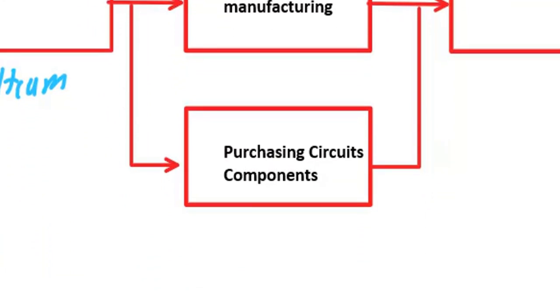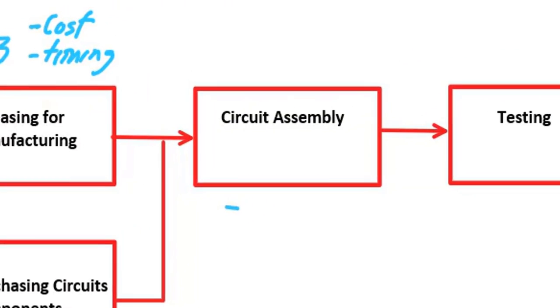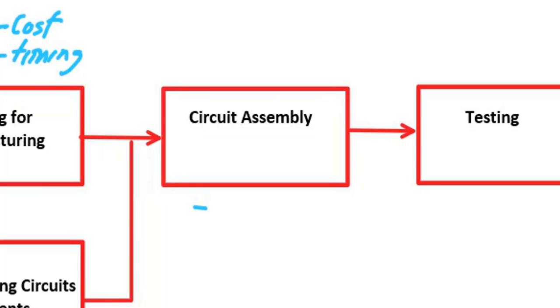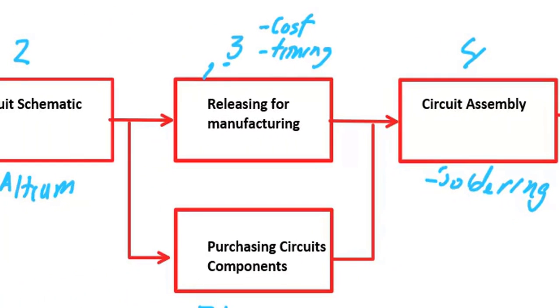The next part is purchasing the circuit components. At the same time while it's being manufactured, you need to look for all the components you need to put in your circuit board. And once it's there, you need to assemble it. For assembly, you need to solder all these individual components. So that's basically the fourth process. So the third process is, in parallel, releasing the manufacturing and purchasing the circuit components.